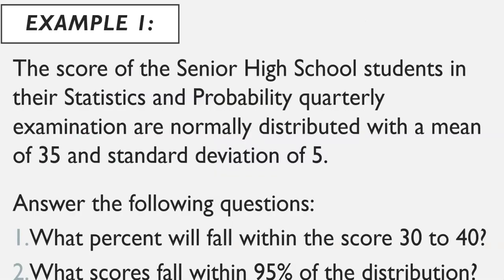Now let's have this example to understand further. The scores of the senior high school students in their statistics and probability quarterly examination are normally distributed with a mean of 35 and standard deviation of 5. Answer the following questions. What percent will fall within the score 30 to 40? What scores fall within 95% of the distribution?